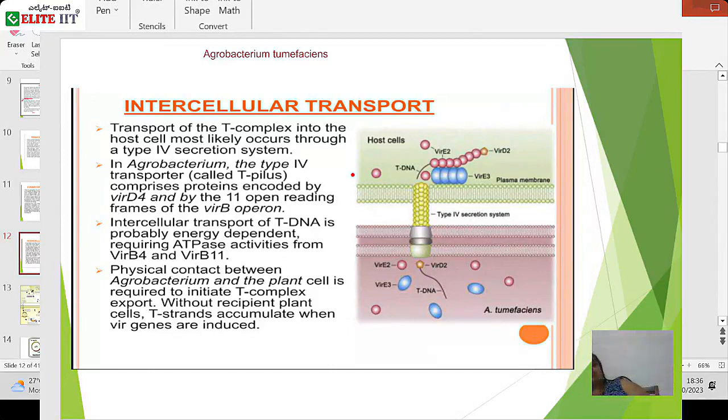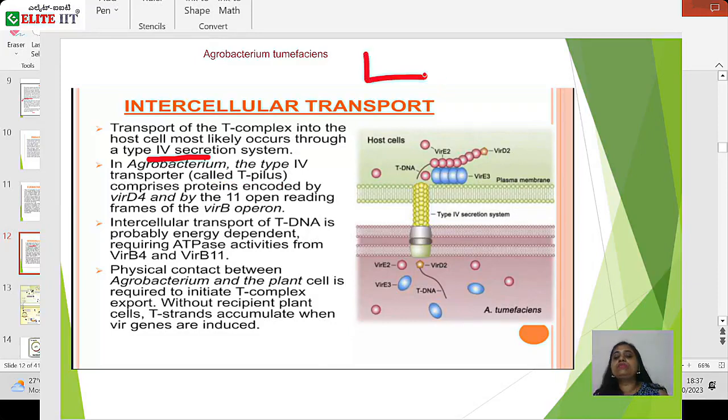Now, how is transportation happening? Transport of the T complex into the host cell most likely occurs through the type 4 secretion system. So you have to remember which secretion system is involved in this process: the type 4 secretion system. In the membrane, there will be a system which can transport single-stranded T-DNA along with VirD2. In Agrobacterium, the type 4 transporter is actually the T pilus.